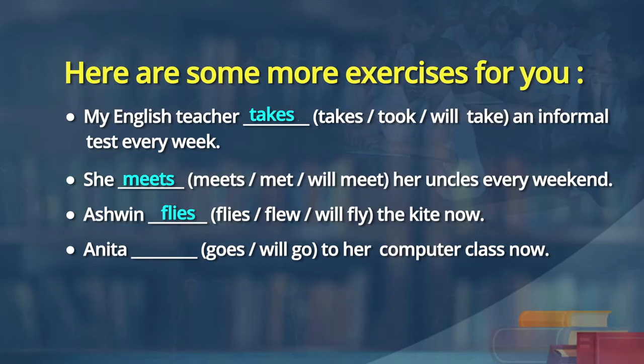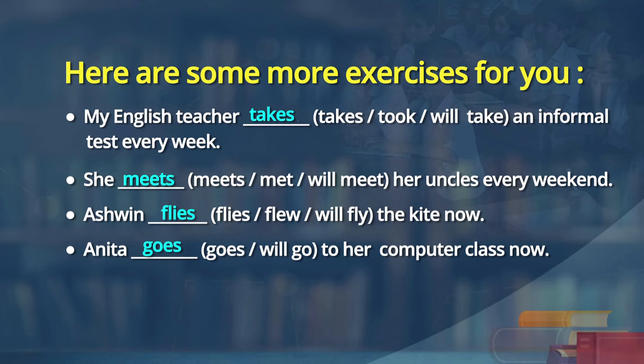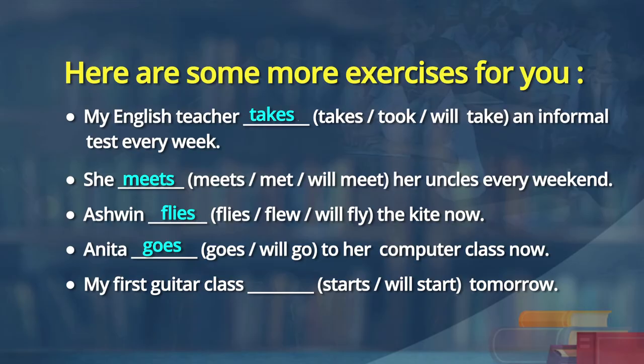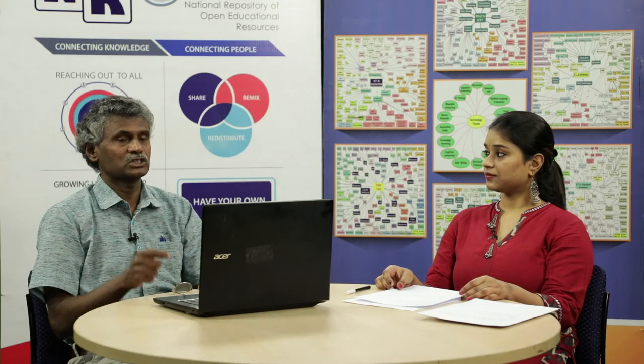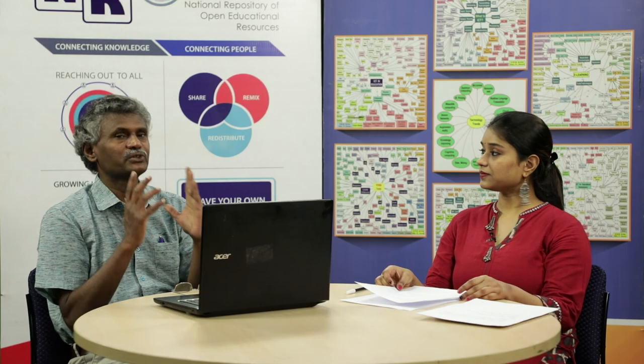Next, Anita will go to her computer class now. No, present tense. Anita goes to her computer class now. Right now, it is happening. My first guitar class started tomorrow. My first guitar class starts tomorrow. I will read again: my first guitar class starts or will start tomorrow. It is a planned action, so we use present tense.